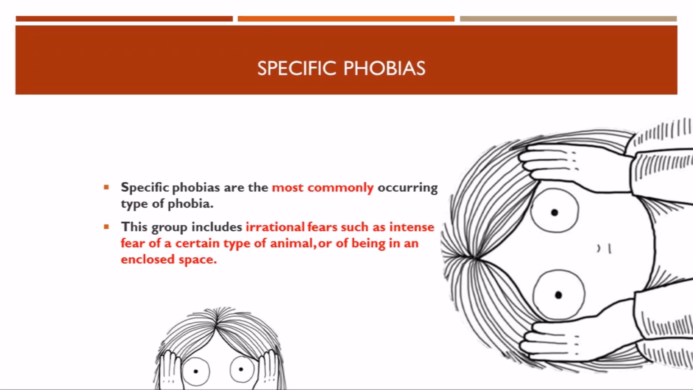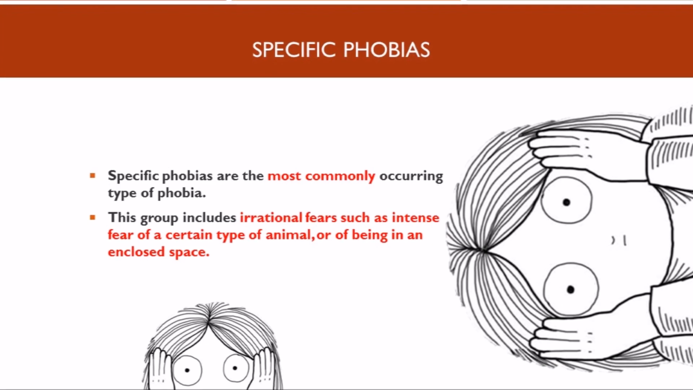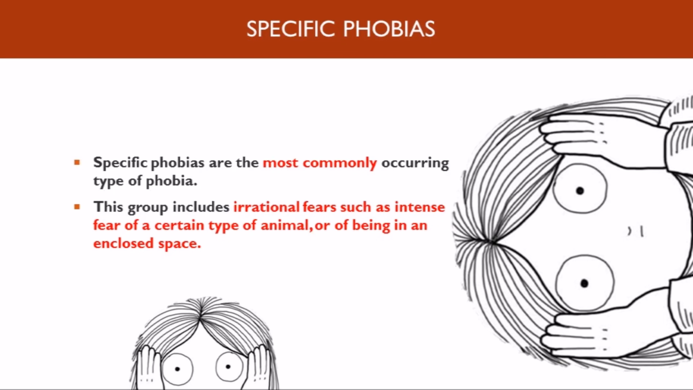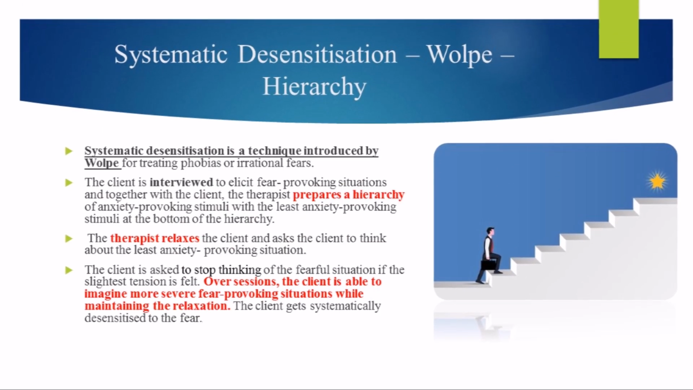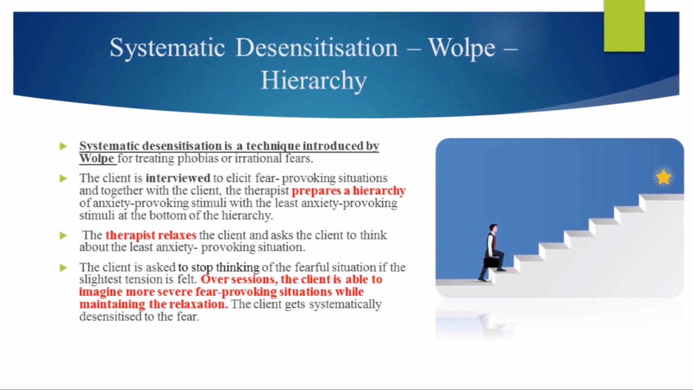Specific phobias. Specific phobias are the most commonly occurring type of phobia. These include irrational fears, such as an intense fear of animals or enclosed spaces. Systematic desensitization, introduced by Wolpe, is used for treating phobias.